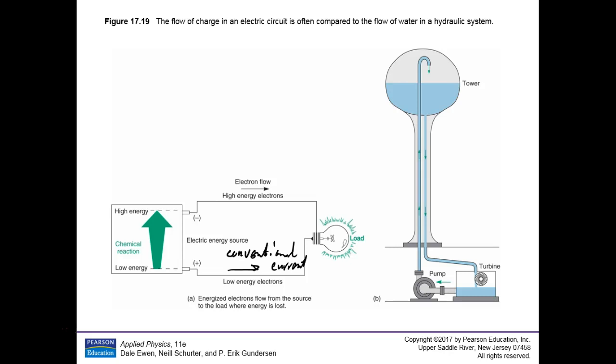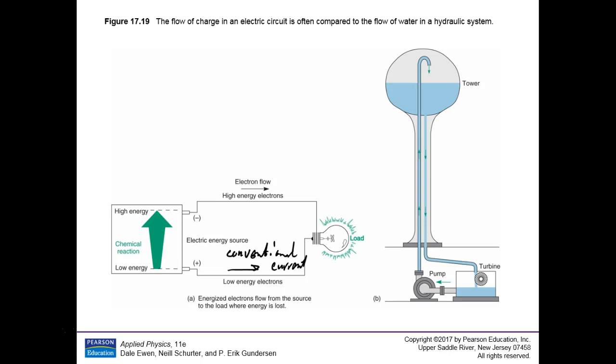Can you screw them in backwards or put the wires backwards? You certainly could. It doesn't matter to the light bulb which direction the electrons are flowing. They just need to flow. So this is energized electrons flow from the source to the load, where the energy is lost. In the battery, you're boosting the energy of the charges. And in the load, you're using that energy, producing light, producing sound, producing heat, producing whatever your load is.